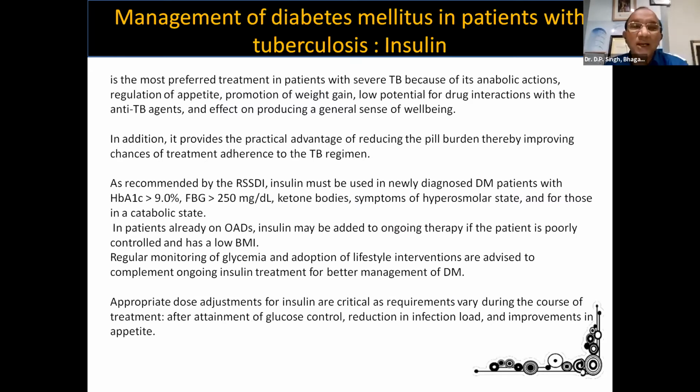As recommended by RSSDI, insulin must be used in newly diagnosed DM patients with HbA1c more than 9, fasting blood sugar more than 250, ketone bodies, symptoms of hyperosmolar states, and for those who are in a catabolic state or lean-thin patients. In patients already on OAD, insulin may be added to ongoing therapy if the patient is poorly controlled and has a low BMI. Regular monitoring of glycemia is very, very important, and adoption of lifestyle intervention is advised. Appropriate dose adjustment for insulin is critical, as requirement may vary after attainment of glucose control.